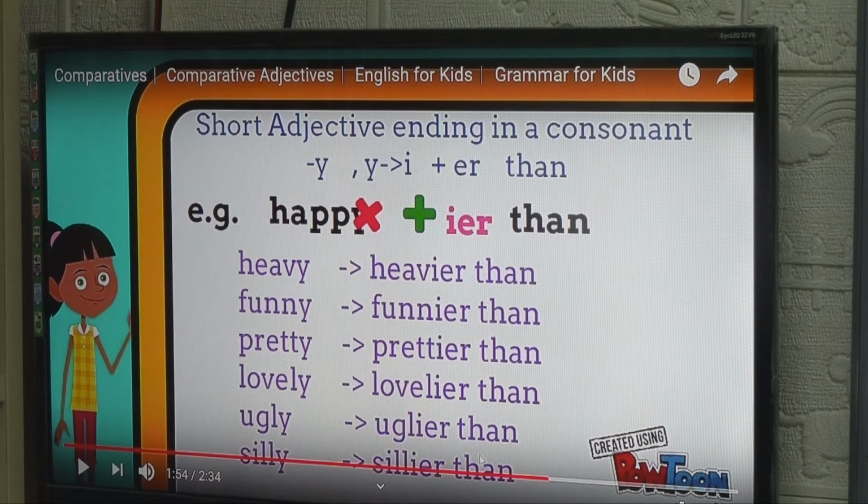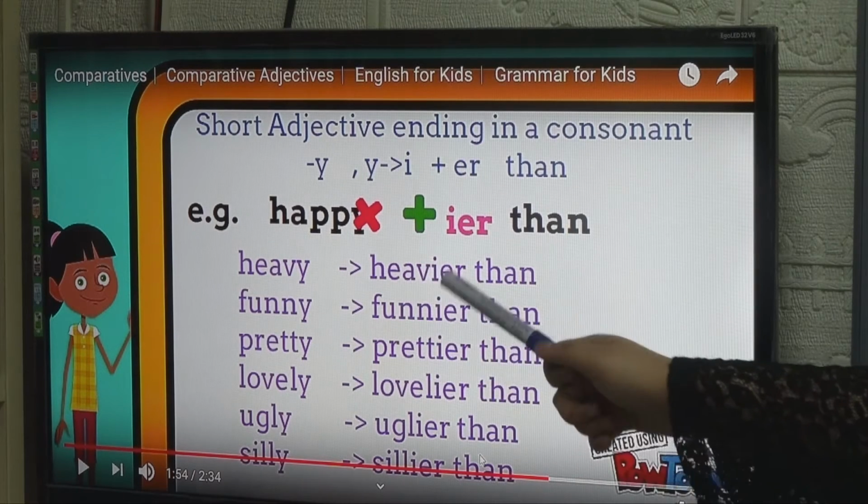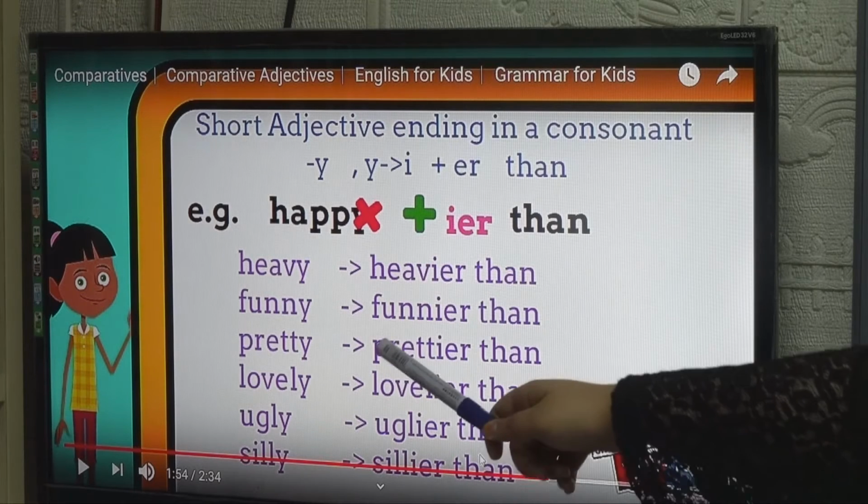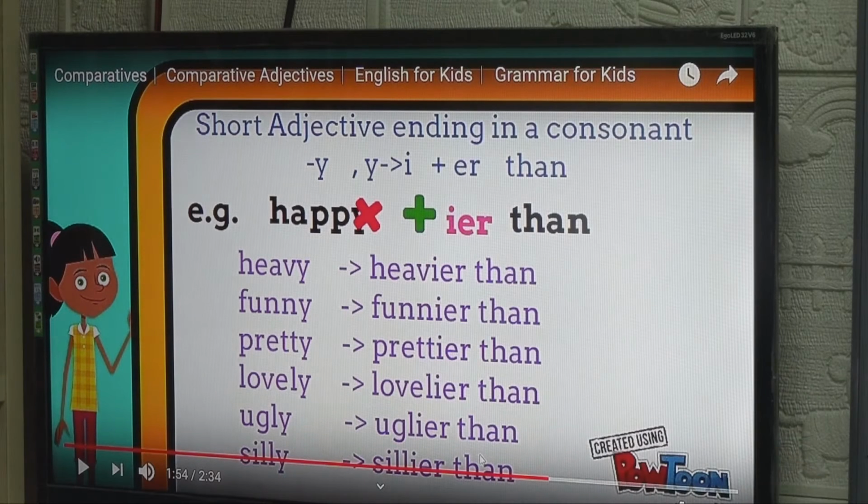So for adjectives ending with Y, as I said, two syllables, we cross out the Y and add IER. And then we add "than". So heavy becomes heavier than. Cross out the Y and add IER. Funny, funnier. Pretty, prettier. Lovely, lovelier, and so on. Okay?